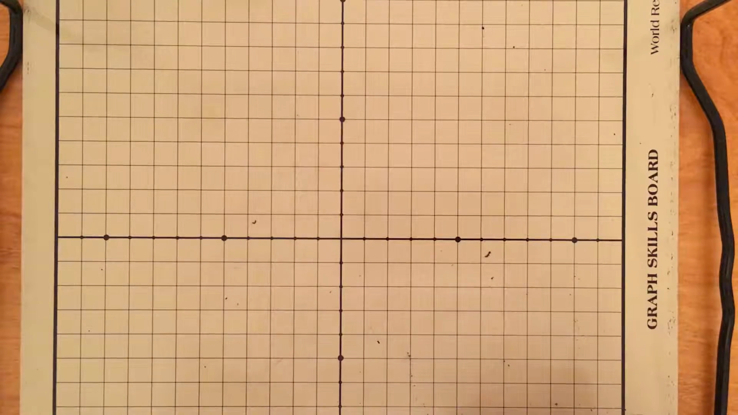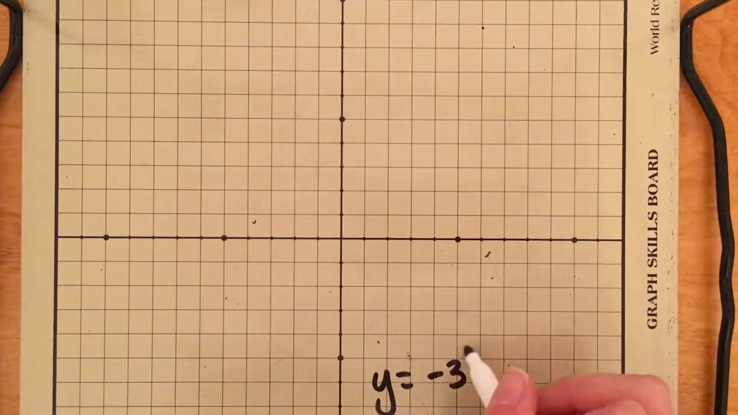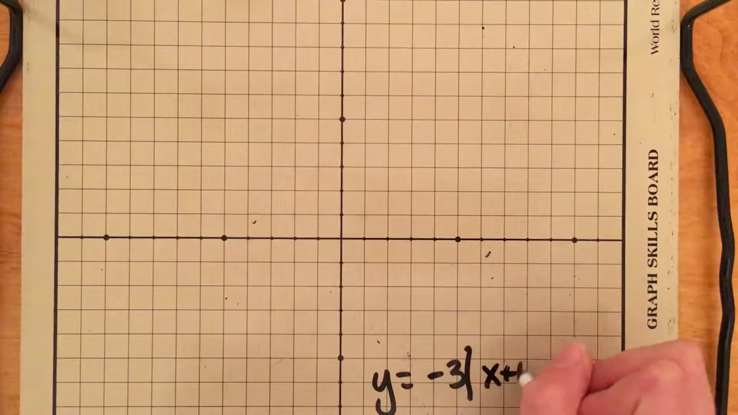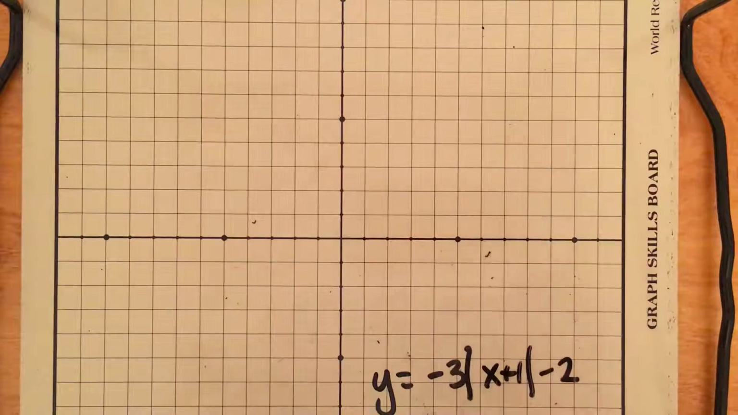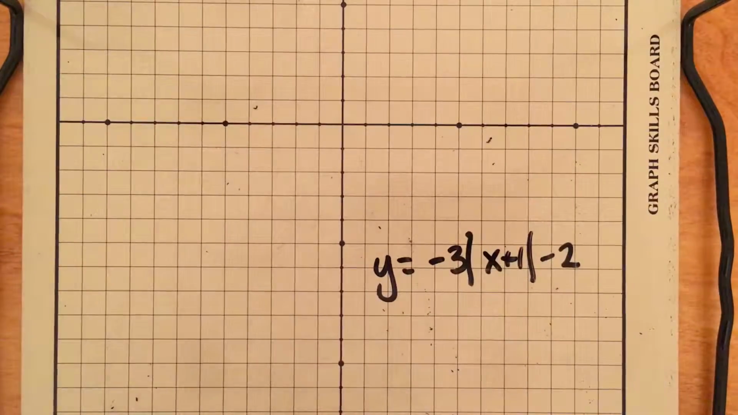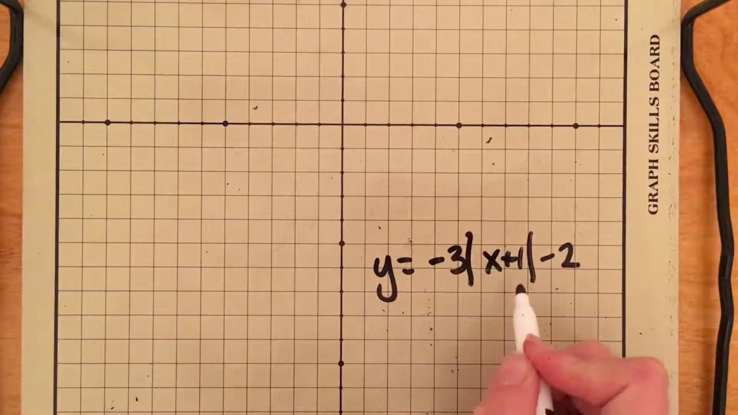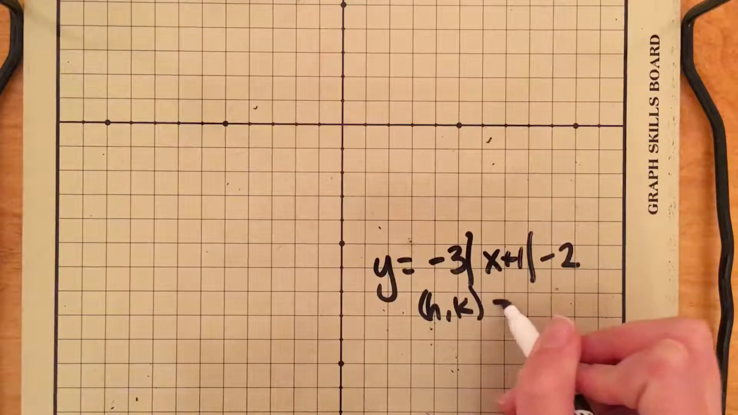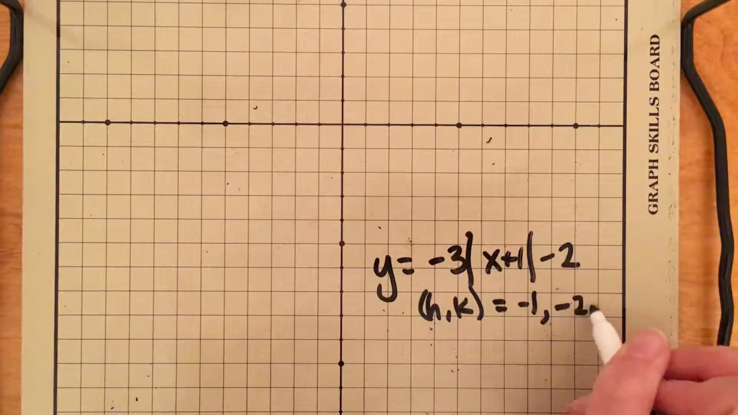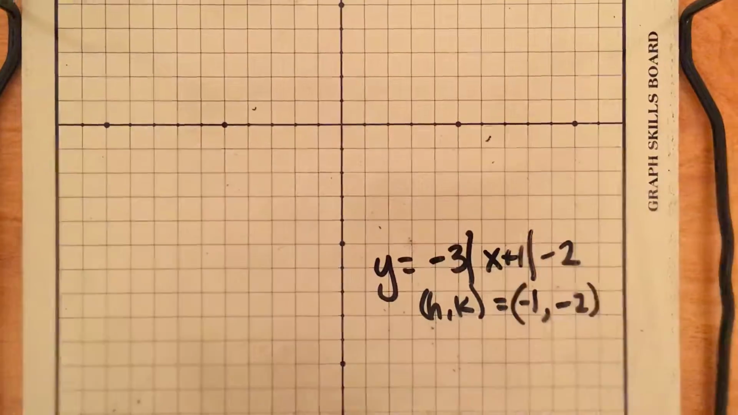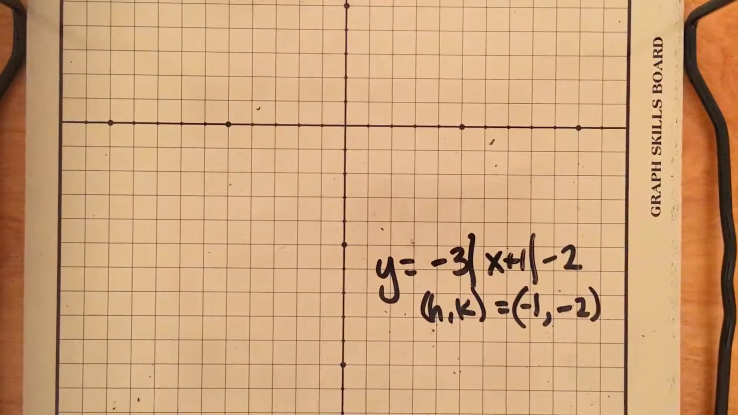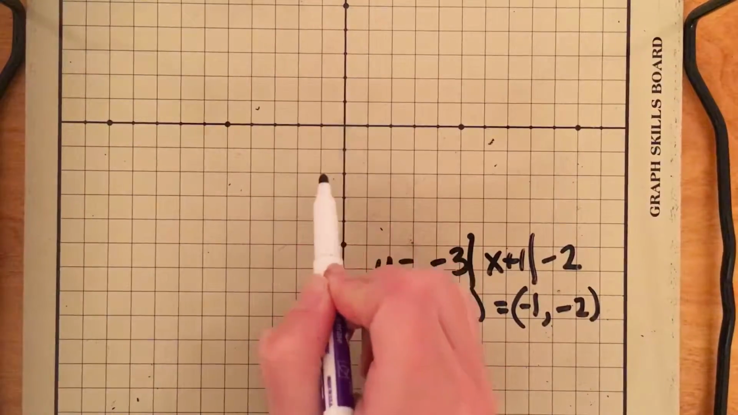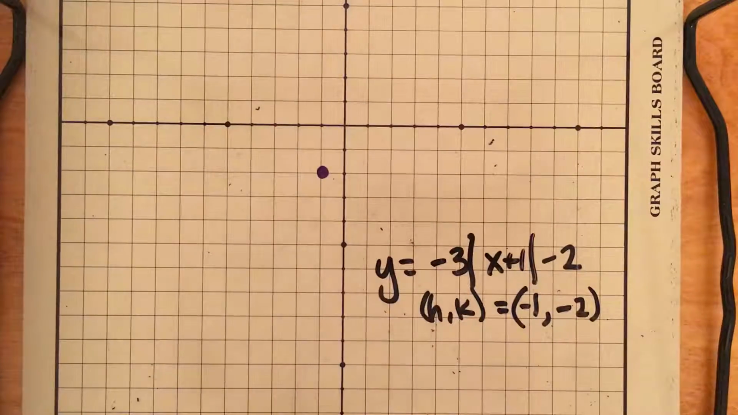Here we go, another one. We're going to do y equals -3 times the absolute value of x plus 1 and then minus 2. So absolute value should look like a V shape, not a parabola. Make it sharp, make the edges sharp. So my HK is going to be the opposite of this point, so -1. Keep this point the same. So -1, -2. We'll plot that right there.